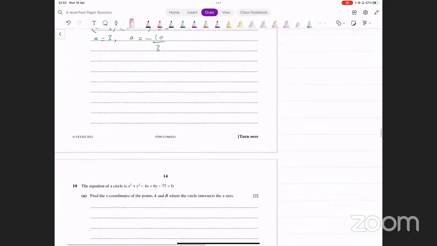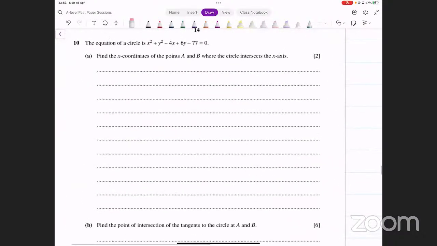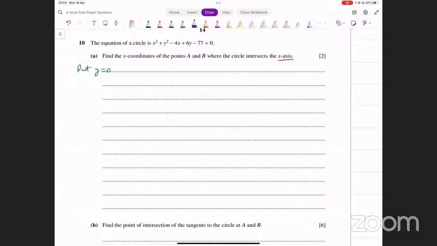Let's move on to question number 10. Now we've got the equation of a circle. We have to find the x coordinates of the points A and B where the circle intersects the x-axis. Okay, the circle intersects the x-axis, so basically we have to find the x-intercept. For the x-intercept, what do we do? We input the value of y as 0. So that's what we're going to do here. Let's input y equals 0. This is how we find the x-intercept.